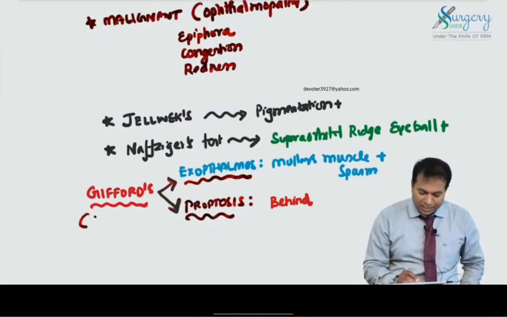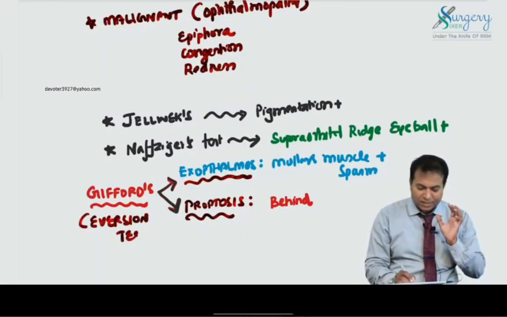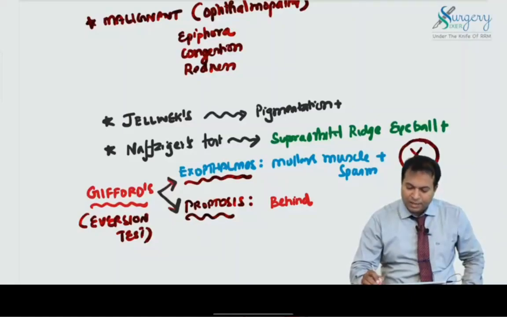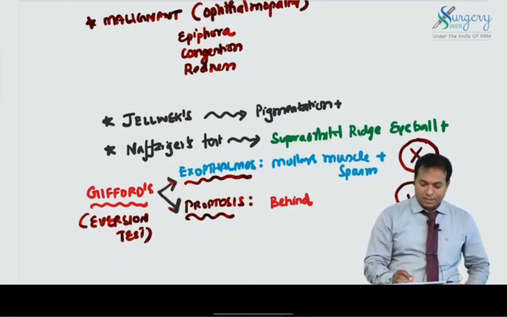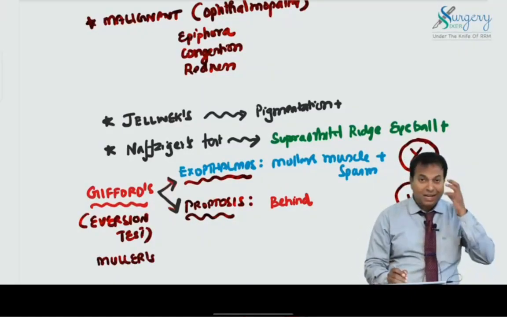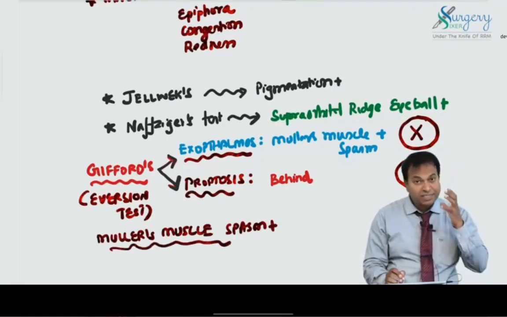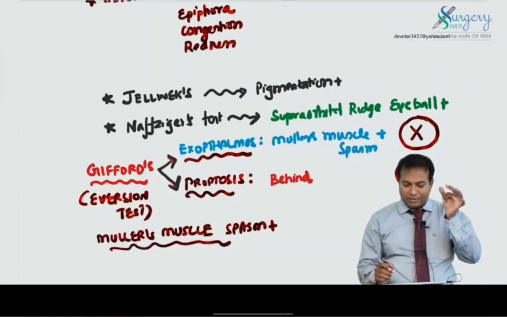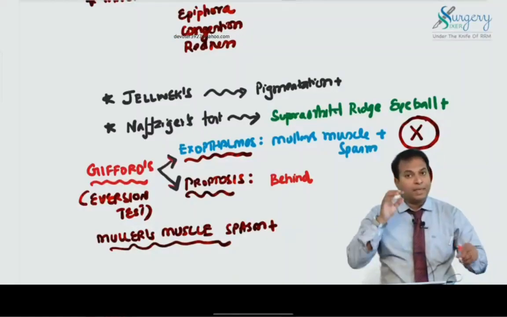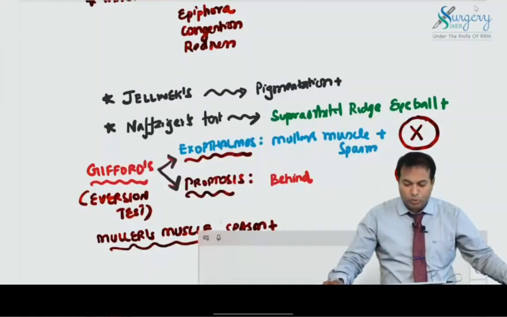That is nothing but eversion of the upper eyelid. Eversion test of upper eyelid. It is not possible in exophthalmos. It is possible in proptosis because this is due to Muller's muscle spasm. Muller's muscle is seen in the upper eyelid. That Muller's muscle spasm prevents you from doing eversion in Gifford's test. In Gifford's test, Muller's muscle spasm in exophthalmos prevents you from everting the upper eyelid. So these are the important tests I want you to remember in this topic.